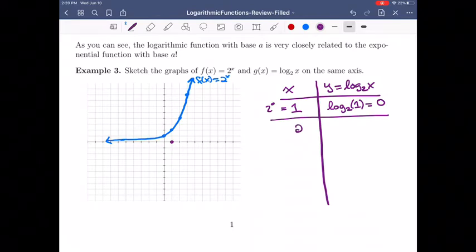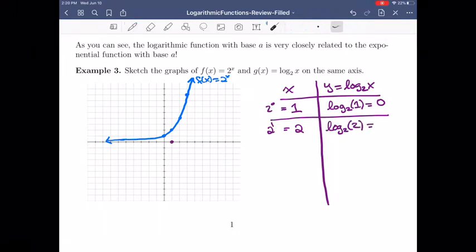Now if I take the number 2, this is 2 to the power 1. So log base 2 of 2, the power I need to raise 2 to in order to get 2, is 1.